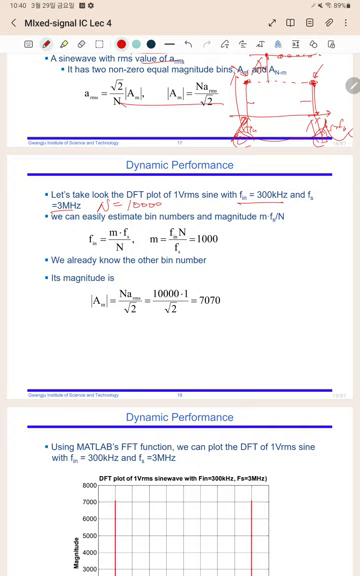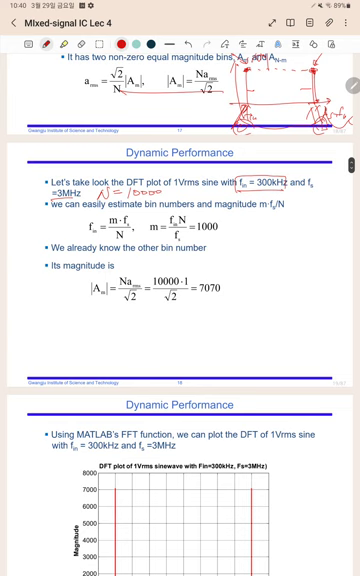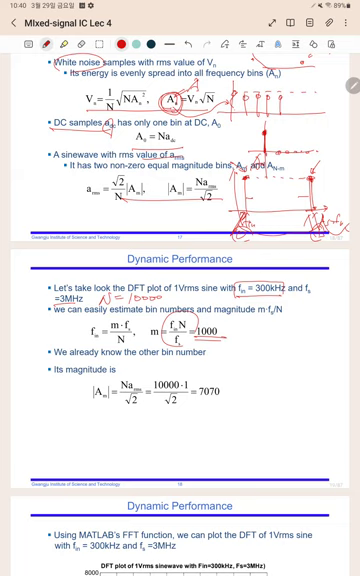Okay, so first of all, we can calculate the frequency bins where your input signal will be located, right? According to this, let's just do this one more time. This is very important, so you need to fully understand this one.